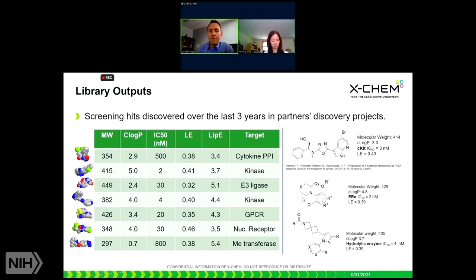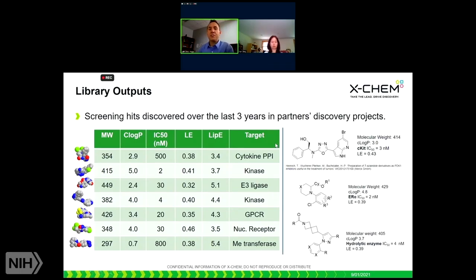We have a recent hit for ER alpha, again, single-digit nanomolar right out of the screen, ligand efficiency of about 0.39. And another example from a hydrolytic enzyme, again, single-digit nanomolar potency and a ligand efficiency close to 0.4. All of the data that you see in this slide are initial hits straight out of the library, what we would call first pass synthesis, initial hits that we would hand off to our partners for a medchem campaign.